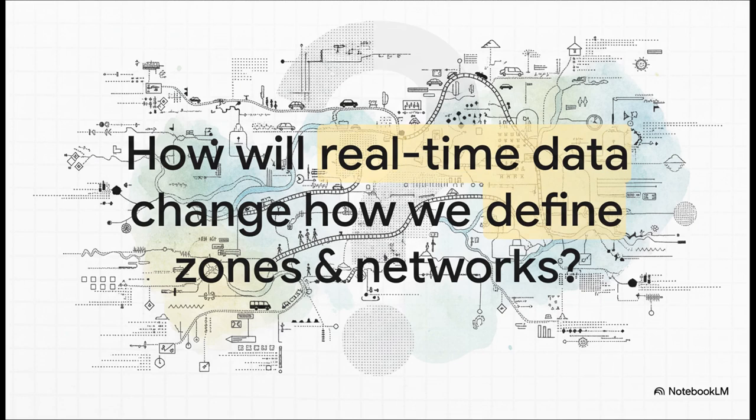For decades, we've built these zones and networks using static data from surveys and the census. But today, we're swimming in a sea of real-time data from GPS, from our phones, from transit cards. So the question is, how will this constant flow of dynamic data change the way we define these fundamental building blocks in the future? Could they become more fluid, more personalized? That's the challenge and the incredible opportunity that lies ahead.